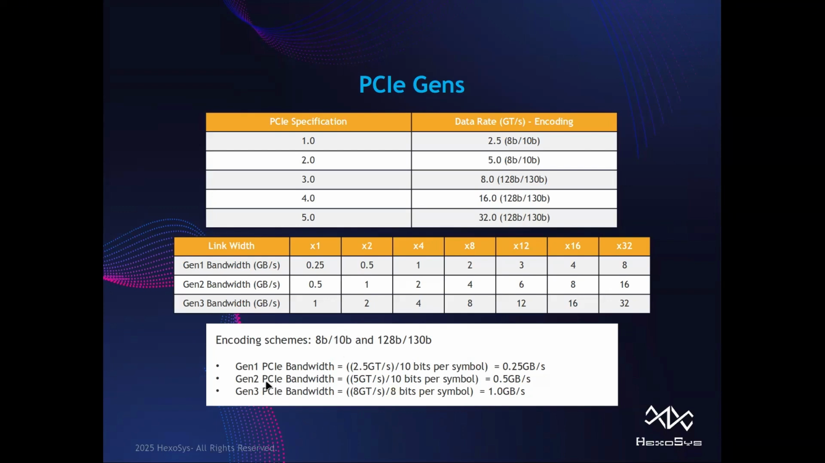So for example, for PCIe Gen 2, if we want an estimate of the maximum throughput we can reach in bytes per second, we just divide the 5 giga transactions per second by 10, which is our symbol length. So we will reach something like 0.5 gigabytes per second, or 500 megabytes per second. And this way, we can have an estimate of our throughput.